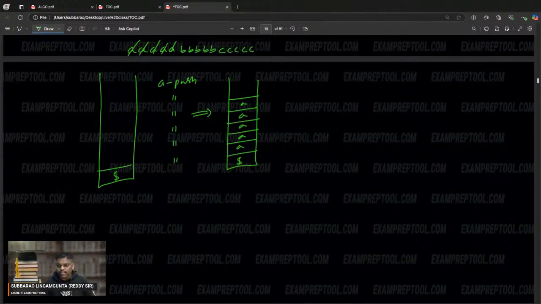Now see the answer. B's are coming. See this one? For every B, everyone listen, for each B, pop A. If for every A you pop a B, then B's will be over and A's will be over. Then what about C's? With whom will you compare C's?